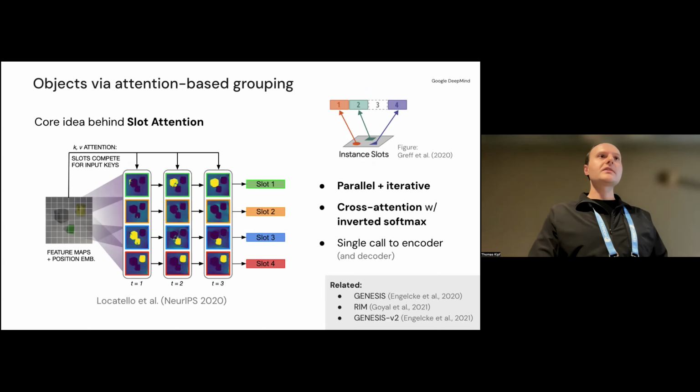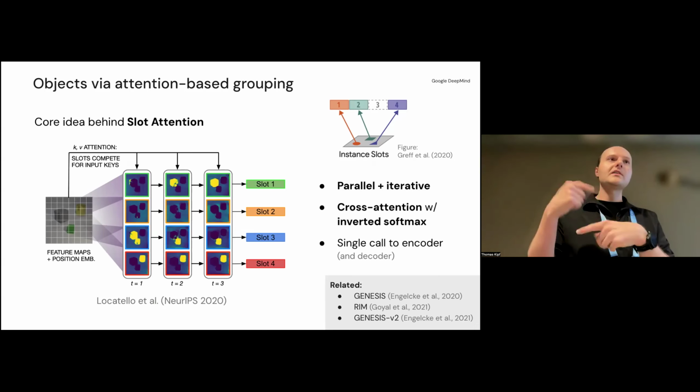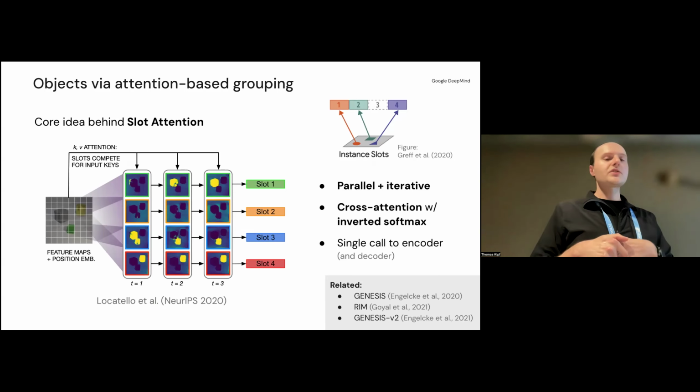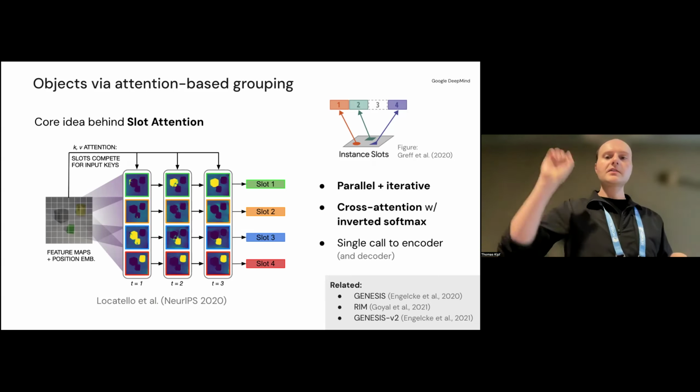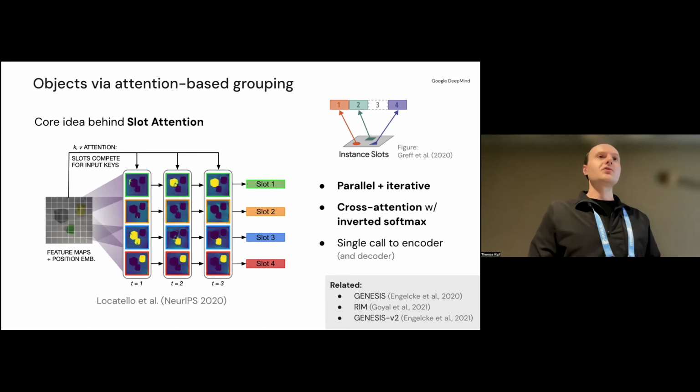Can you get away with just one single call to an encoder and a single call to a decoder, and do all the work in this kind of latent module that routes from pixels to these slots, following the same parallel and iterative paradigm, but simply using cross attention to do the heavy lifting?